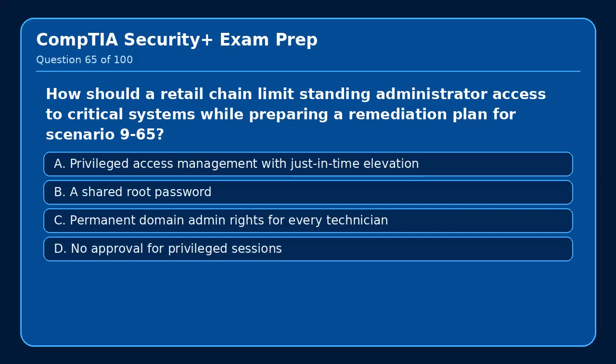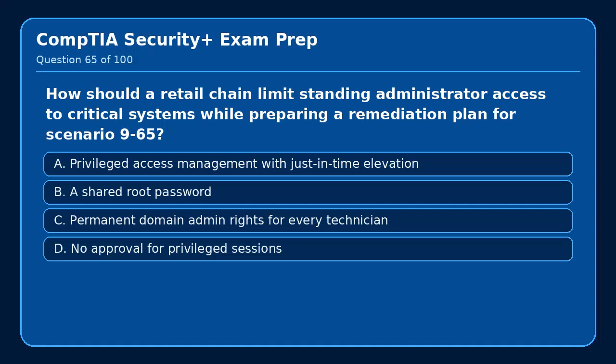Which improvement helps during a pilot deployment for scenario 9-67? A. Tell users to approve every prompt. B. Number matching or phishing resistant MFA. C. Make passwords shorter. D. Turn off MFA for all users. Take a moment to choose your answer.